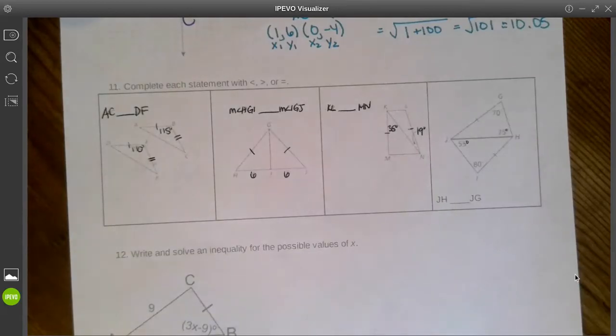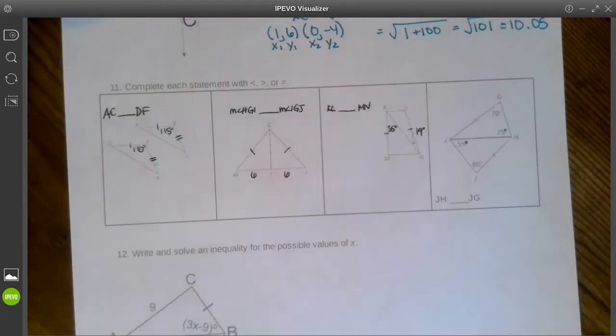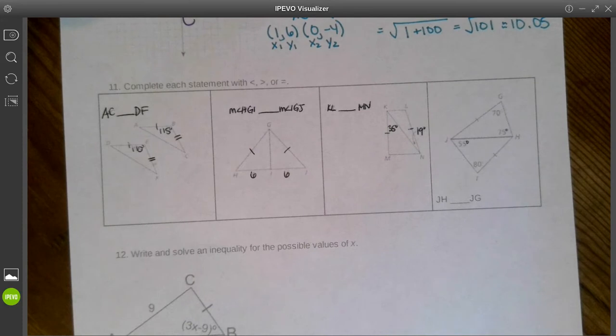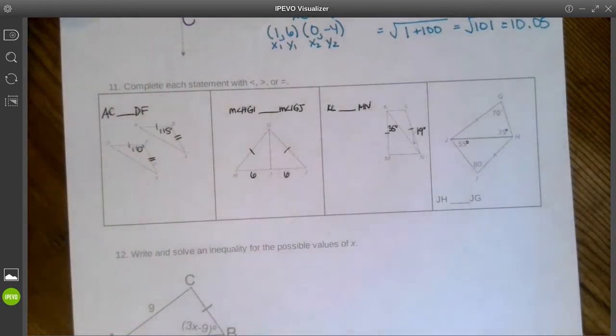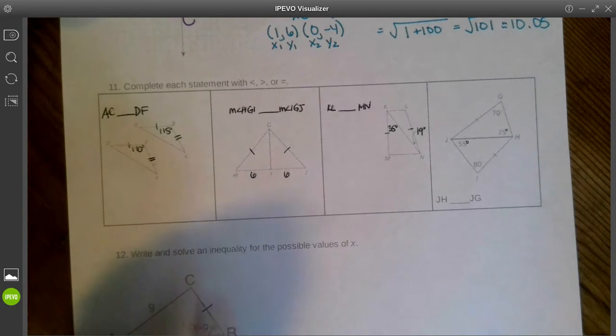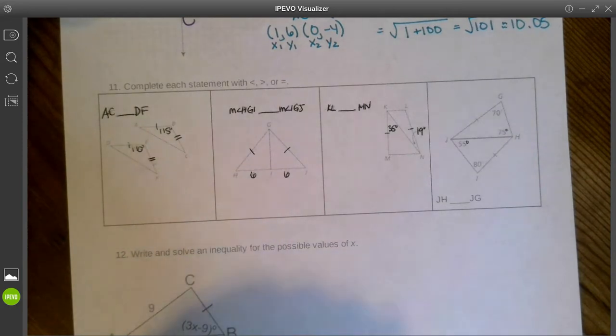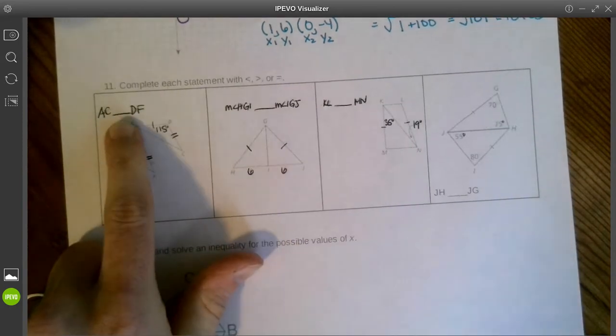In this last video for our Chapter 6 test review, we'll cover number 11 and number 12. In these problems, these are all about comparing side lengths and angle lengths. And so remember, when we do this, we're interested in comparing the angles or the sides that are opposite the sides or the angles that we're looking at.